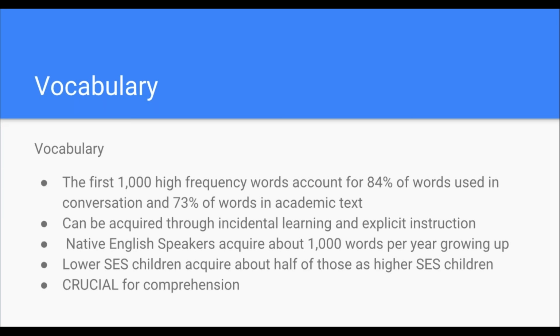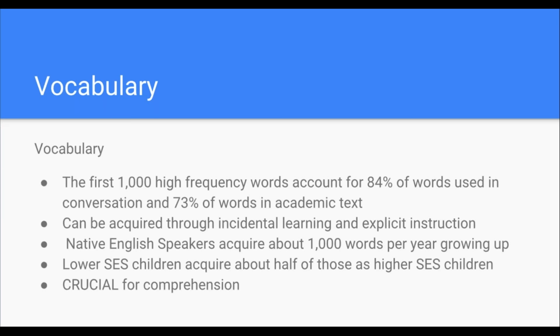And native English speakers, so that would be someone like me who was born in the United States. My parents spoke English in the home, so I'm a native English speaker. I acquire roughly 1,000 words per year growing up. So that would equate to more or less 18,000 words by the time I graduated high school.